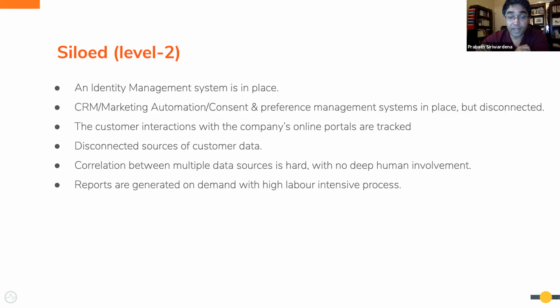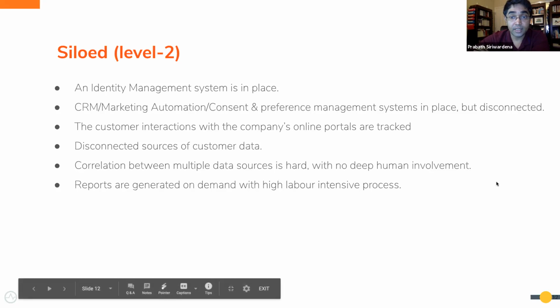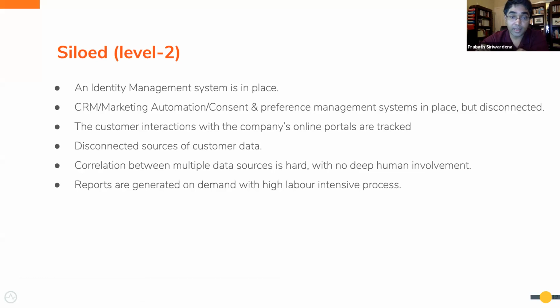This is in fact the phase where we see a company start worrying about a CIAM system. Once you are in this phase, you'll understand the benefits of building a unified view of a customer. And at the same time, you'll start realizing the deficiencies in the current system that prevent you from getting there.